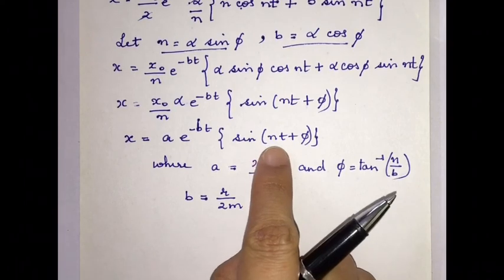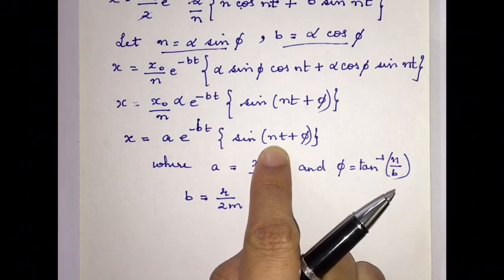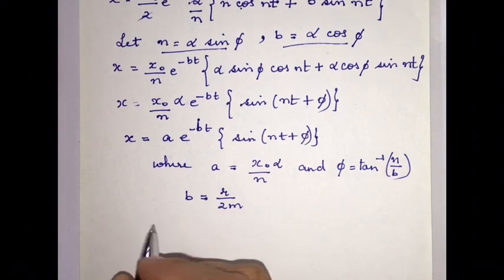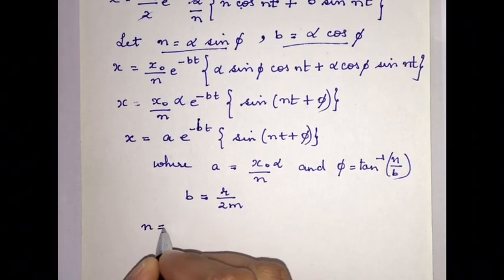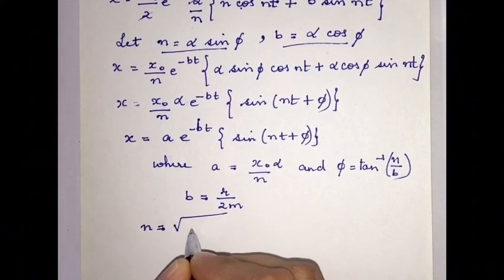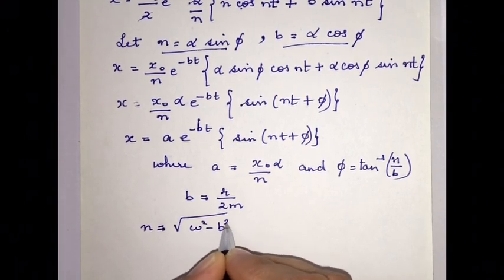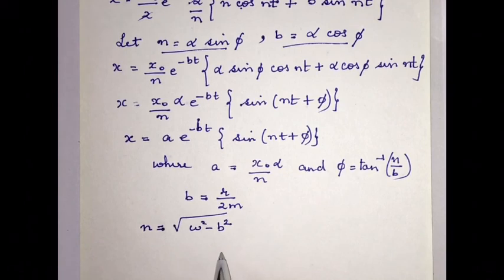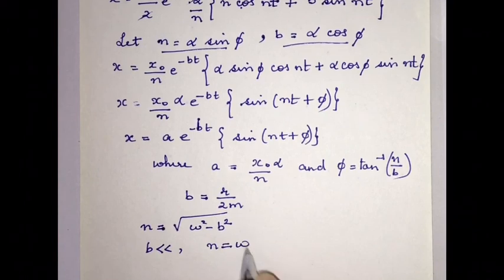And if you note the place of n here in the equation, it represents nothing but the angular frequency, because we know initially we had taken n is equal to square root of omega square minus b square. So for small value of b, n will be nothing but omega. If b is very small, n will be nothing but omega.